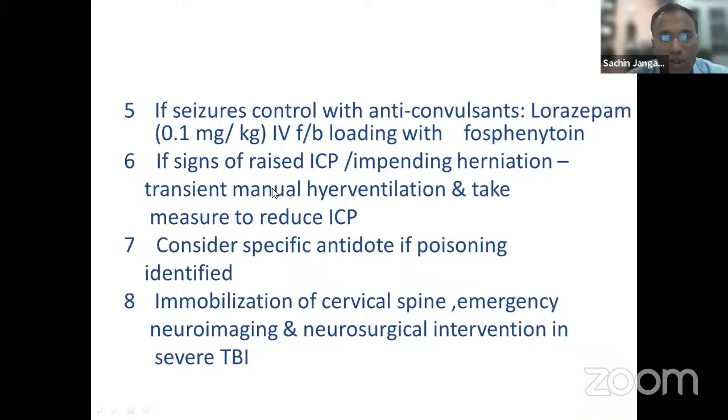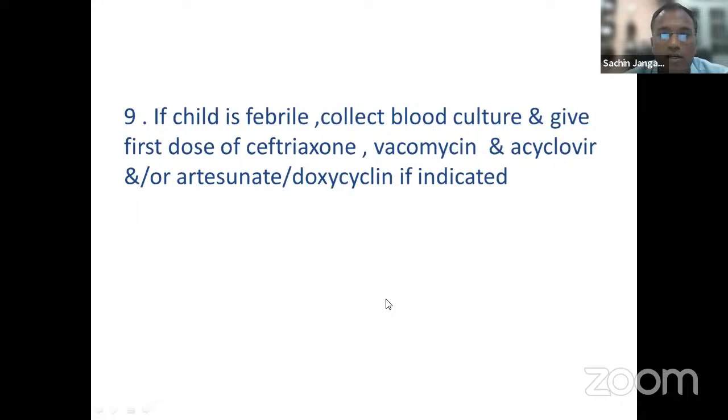If there is evidence of specific poisoning, then we can use a specific antidote for it. If there is history of trauma and cervical spine injury is suspected, then we have to immobilize the cervical spine. If the child is febrile, then after securing the IV access, check the sugar and collect the first blood culture. And then only give the first dose of ceftriaxone and vancomycin, plus or minus acyclovir or artesunate or doxycycline, as indicated.